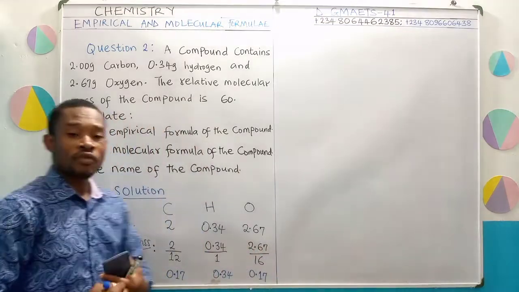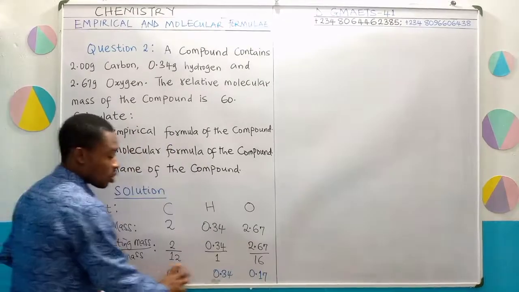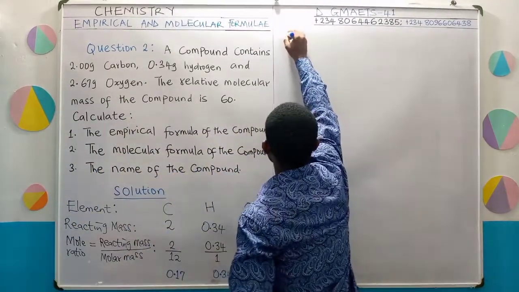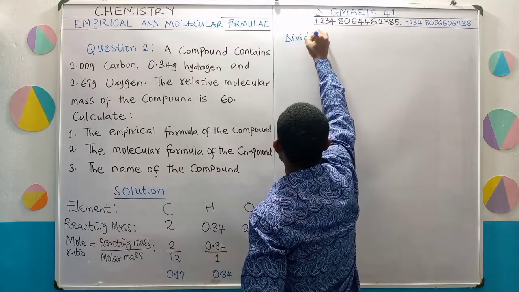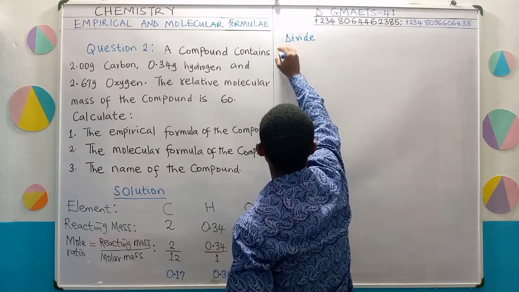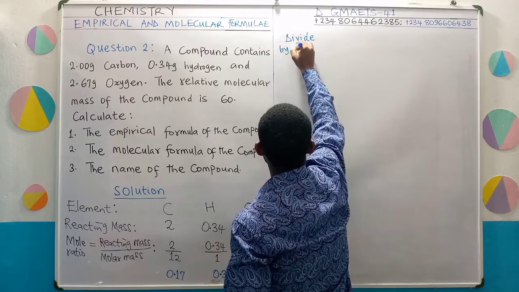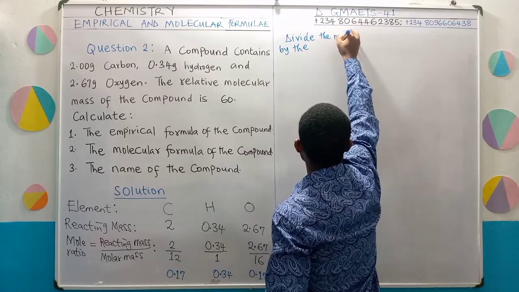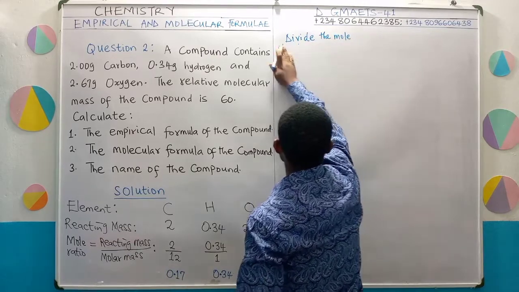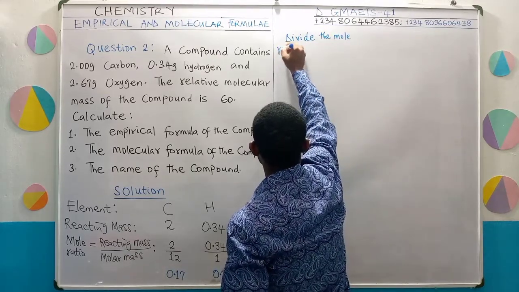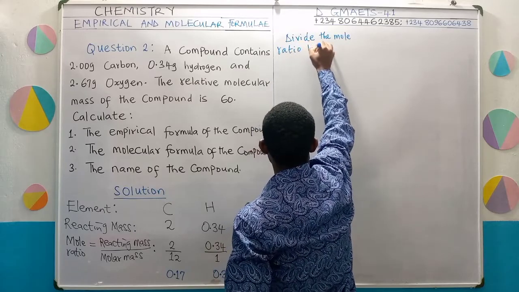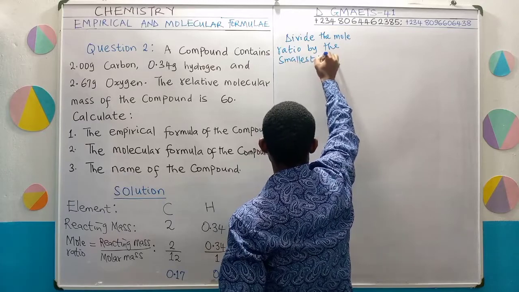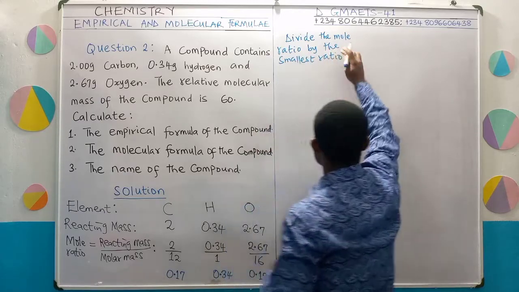Now, what we do from here is to divide this mole ratio through by the smallest ratio. I'm going to put that down here. Divide the mole ratio by the smallest ratio. So let us see what that gives to us.